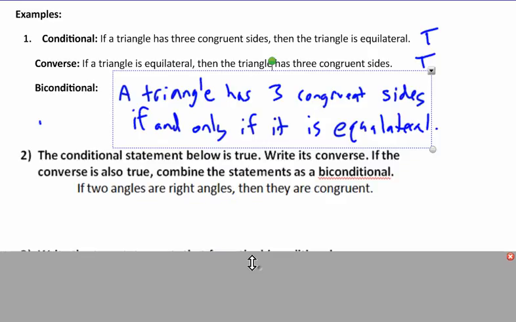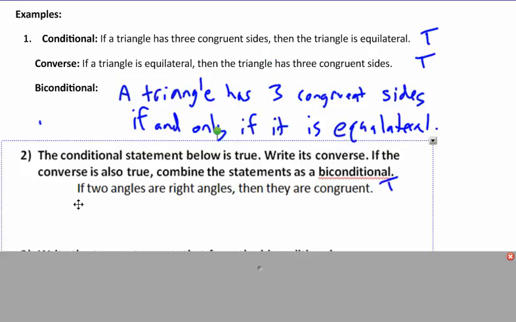So let's look at number two. It says the conditional statement below is true. Write its converse. If the converse is also true, combine them into a biconditional. The statement is: if two angles are right angles, so if they're both 90-degree angles, then they are congruent. That's definitely true. We know that's true.